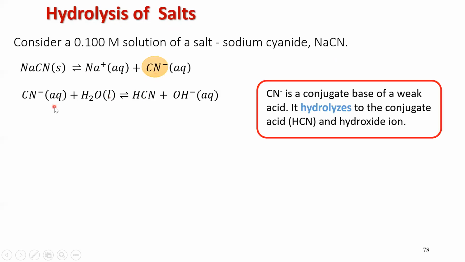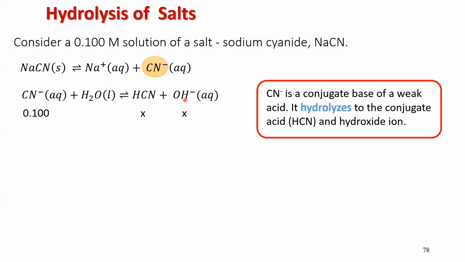So we're going to write our basic ionization reaction. So we've got the cyanide ions, which came from the sodium cyanide, reacting with the water. The water is going to act like an acid. It's going to donate its proton. We're going to produce hydrocyanic acid and hydroxide. The hydroxide is going to increase. The hydronium ion is going to decrease, and the pH is going to go up.